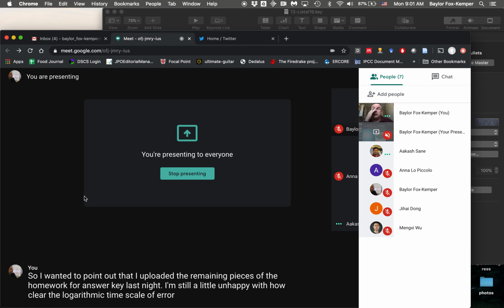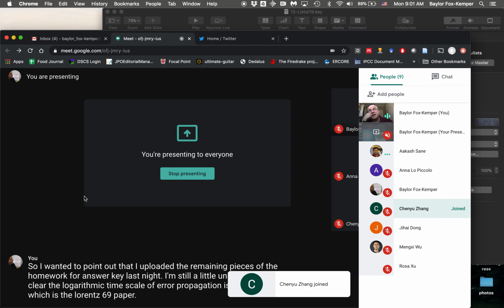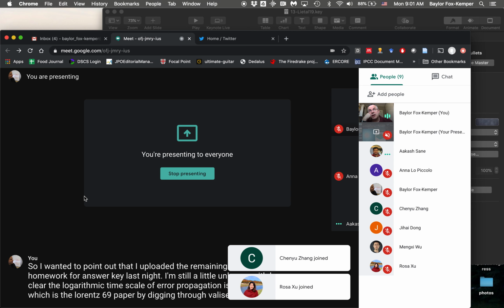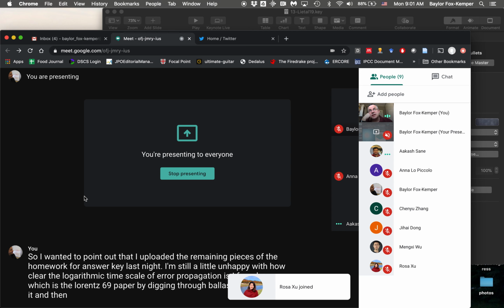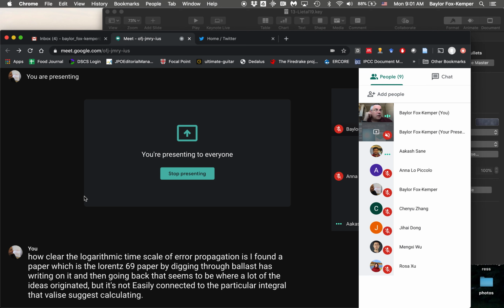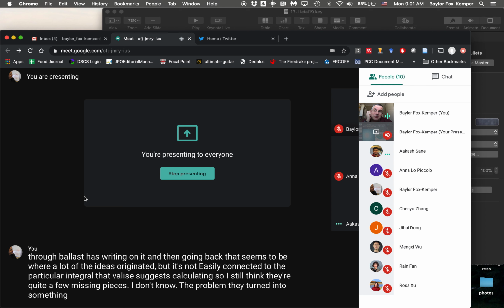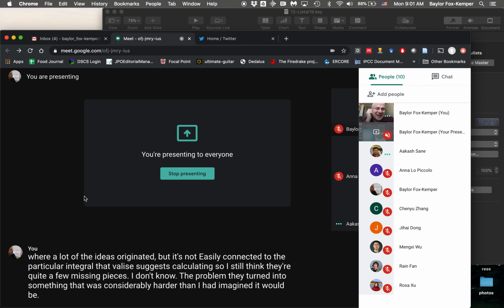I found a paper, the Lorenz 69 paper, by digging through Vallis's writing on it and then going back. That seems to be where a lot of the ideas originate, but it's not easily connected to the particular integral that Vallis suggests calculating. So I still think there are quite a few missing pieces. I don't know. It was a problem that turned into something considerably harder than I had imagined it would be. So I guess that's a lesson maybe.